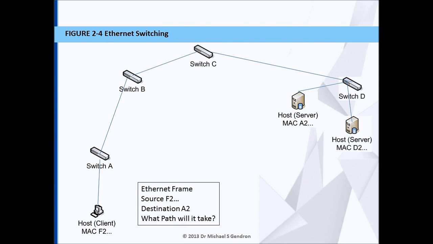Figure 2-4, Ethernet switching. In this example, we are talking just about switching within the Ethernet LAN. Subsequent figures, subsequent material will talk about switching between LANs. Here we have host client F2 that has an Ethernet frame which it wants to get to destination A2. Our question is, of course, what path will it take to get there, and what changes occur in switch forwarding tables, what content will they have based upon the configuration of the network.